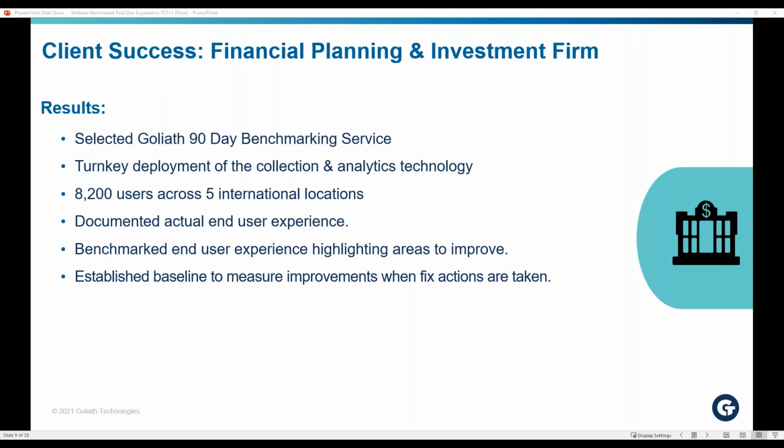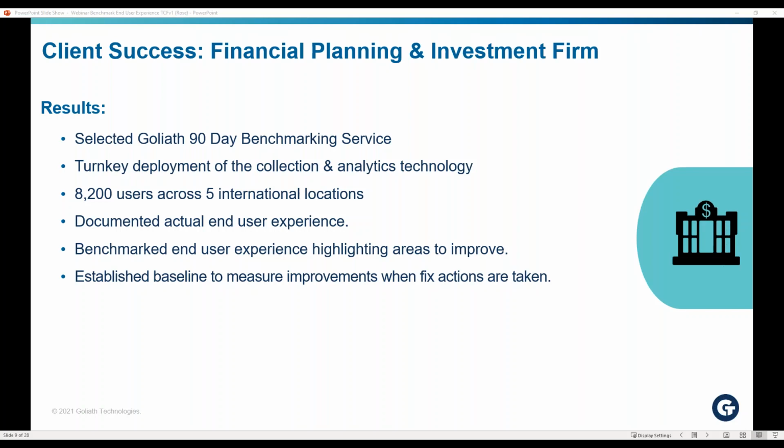In an environment that has 8,200 users and 5 international locations, I think it's important to point out that it took us only 2 hours to be able to deploy our technology and begin to get benchmarking metrics and performance metrics, okay? So we were able to document the actual end user experience, and we're going to show you some of these screenshots as well. We benchmarked the end user experience. We were able to highlight areas for improvement and actually solve some issues as well.